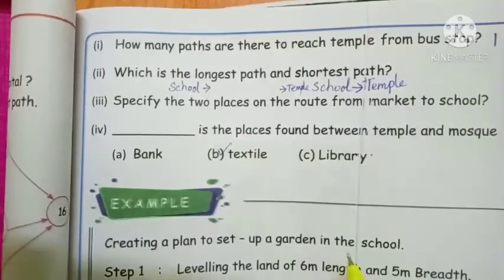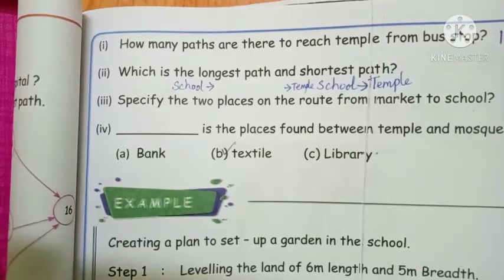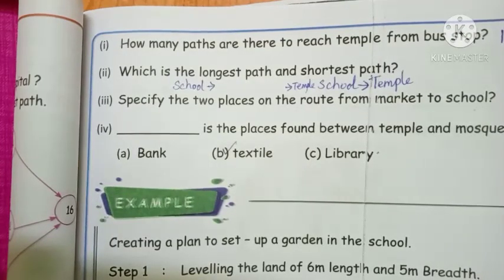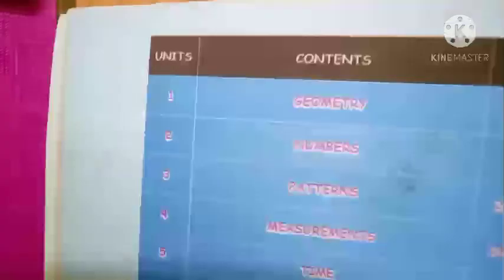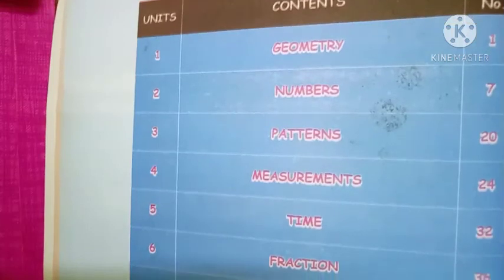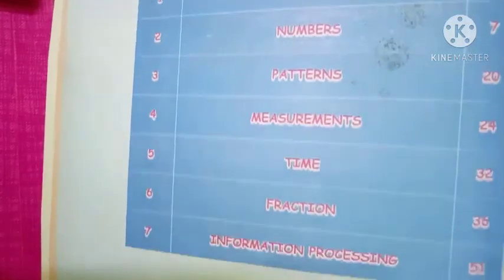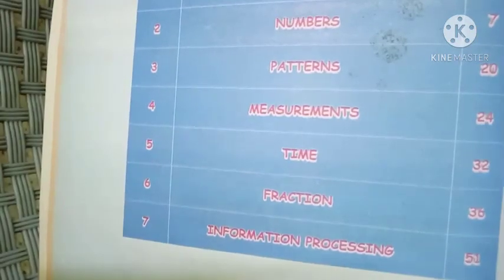So the first one, okay children, your portion is completed. We will learn the full exercises from unit 1 up to 7. You will learn the portions fully up to 7 units, from the first unit geometry to the last unit information processing.